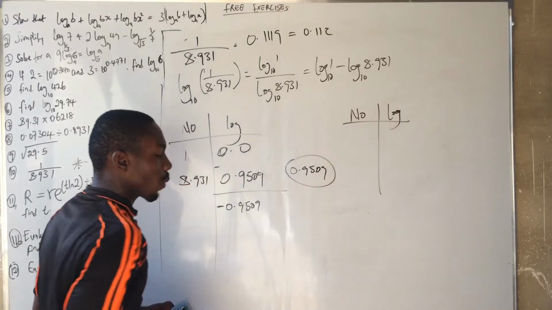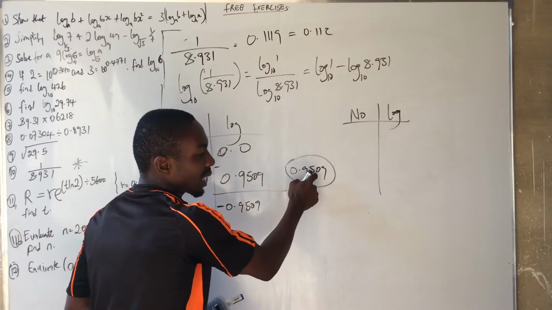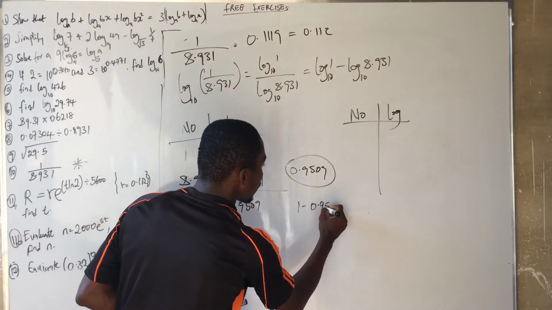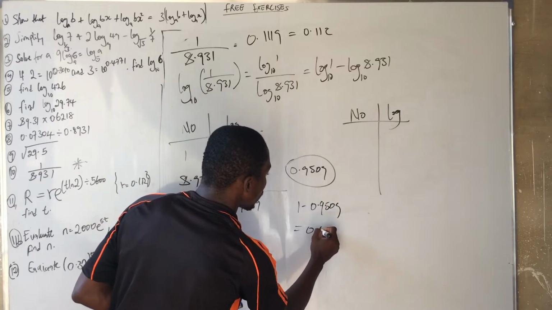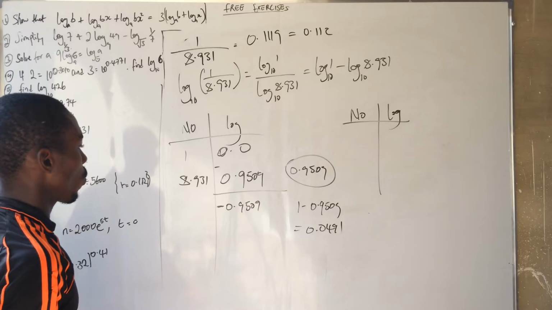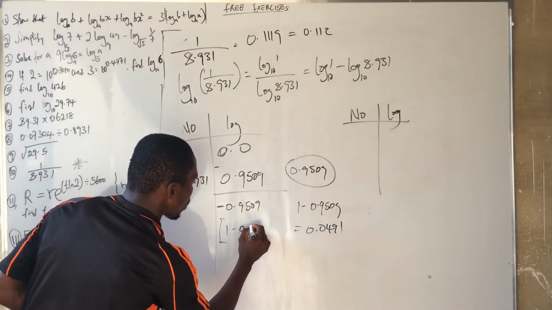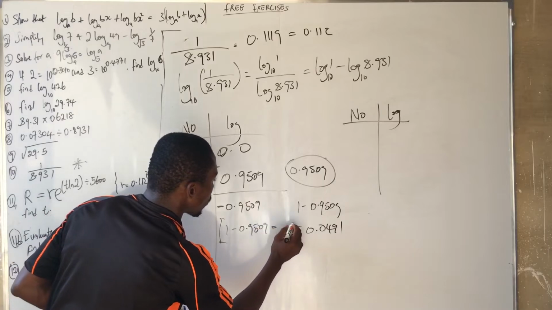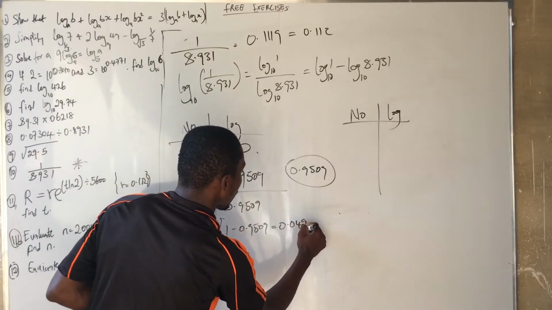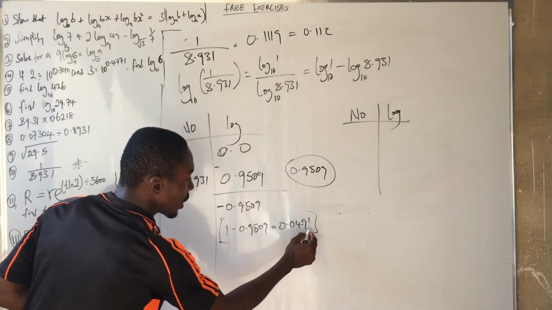What we do here is, you see this 0.9509, it is not up to 1. So what we are going to do now is subtract this from 1. We now do 1 minus 0.9509 to have 0.0491. So we just put this 1 minus 0.9509 to give you 0.0491. So now we look for the anti-log of this.